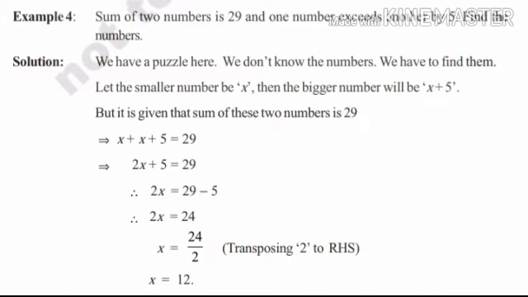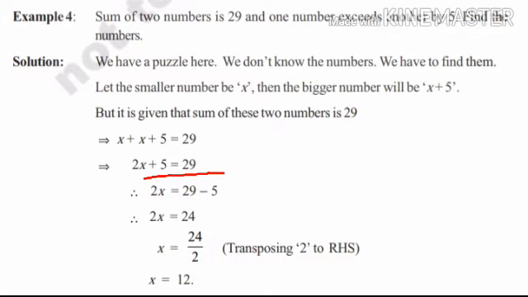Example 4. Sum of two numbers is 29 and one number exceeds another number by 5. Find the numbers. Solution. We have a puzzle here. We don't know the numbers. We have to find them. So, let the smaller number be x, then the bigger number is x plus 5. But it is given that the sum of these two numbers is 29 according to the problem.